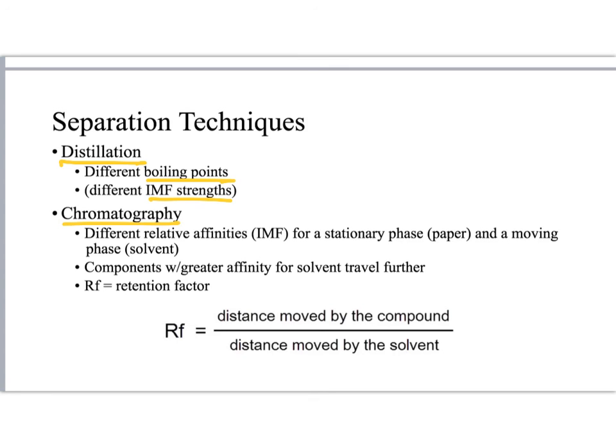Chromatography works because different solutes have different affinities to the solvent versus the paper due to intermolecular forces again. So particles that are more attracted to the solvent are able to be drawn up the chromatography paper farther than particles that are less attracted to the solvent and more attracted to the paper, and there's a calculation involved in that.